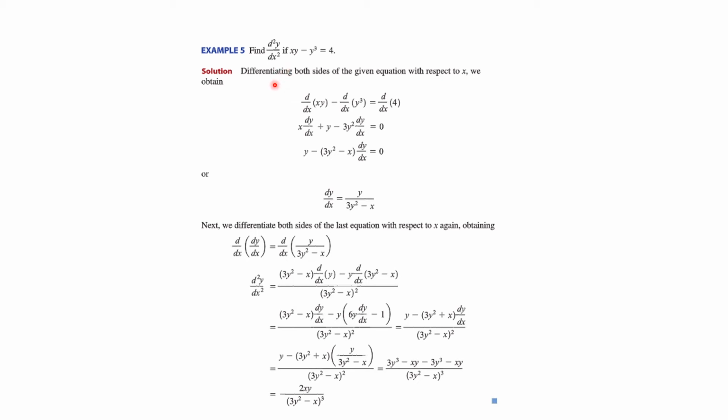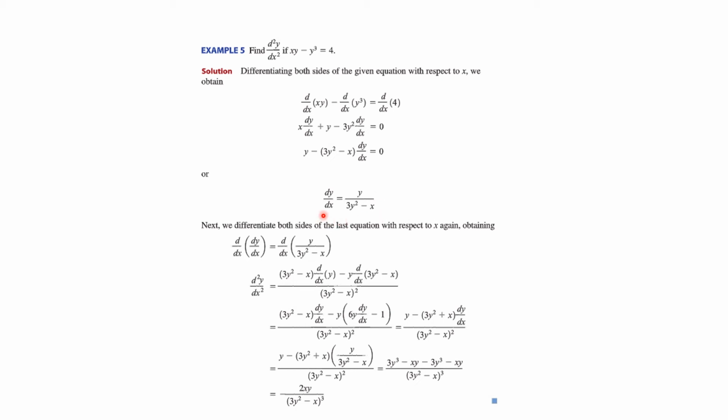So we're going to find the first derivative, so that means we're going to differentiate both sides with respect to x. The derivative of the product is going to be the first times the derivative of the second, plus the derivative of the first, which is 1, times the second, minus 3y squared dy/dx, and that's going to be 0. So I solve for dy/dx and get that dy/dx is y over 3y squared minus x.